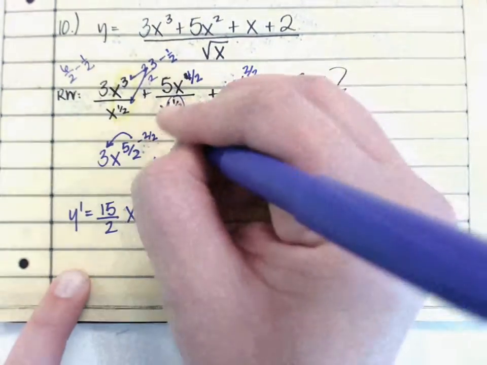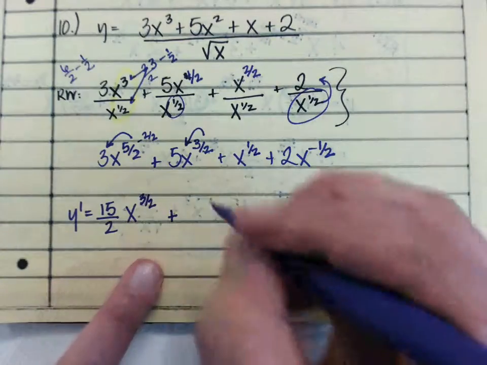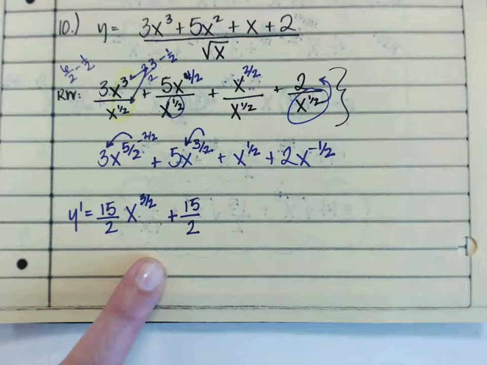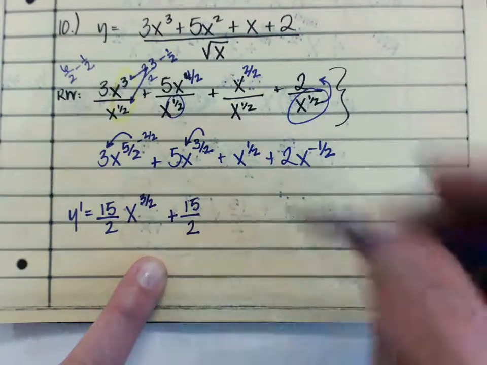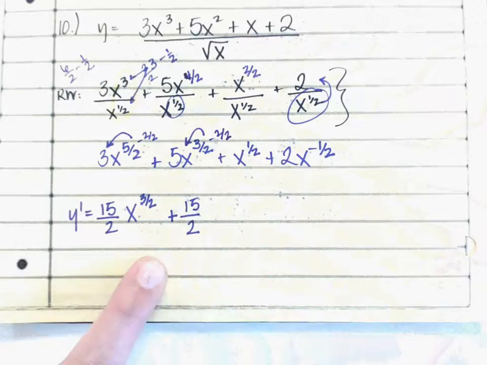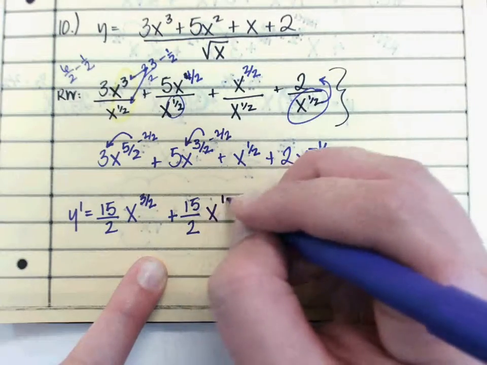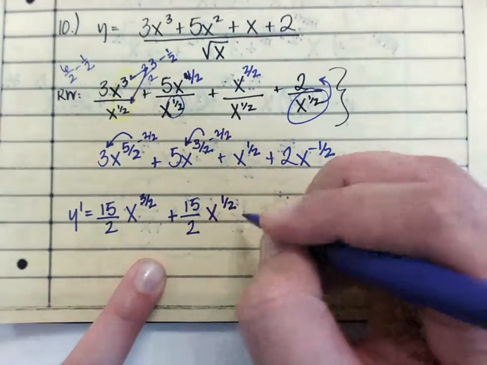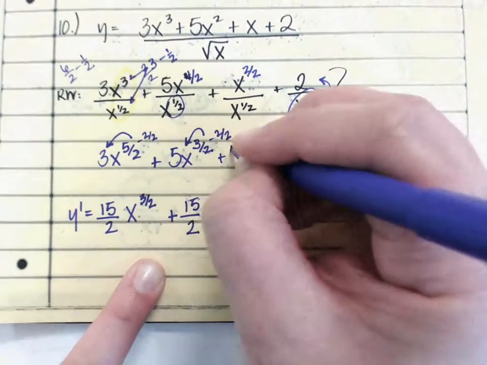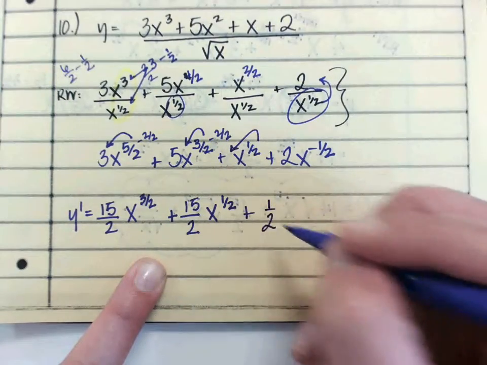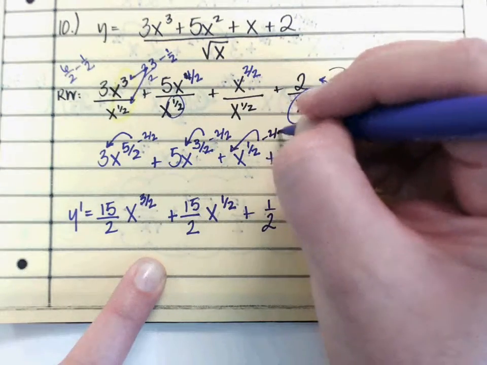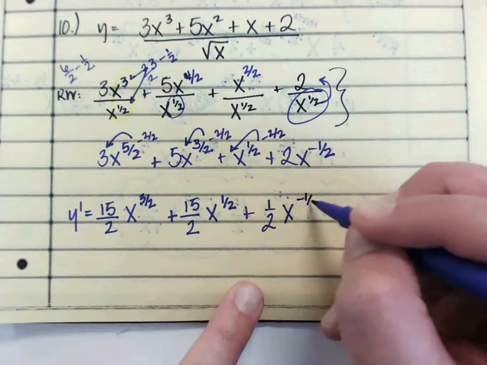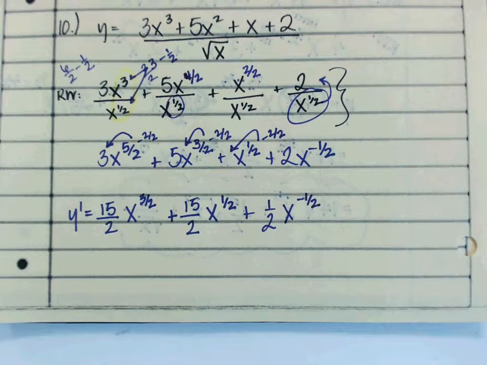Plus 3 halves times 5 again is now 15 halves. But if I'm minusing 1, that's the same as 2 out of 2. What's 3 halves minus 2 halves? x to the 1 half left over. Okay, next one. x is to the 1 half. My 1 half moves down to the front. And now I need to minus 2 halves from 1 half. x to the negative 1 half.